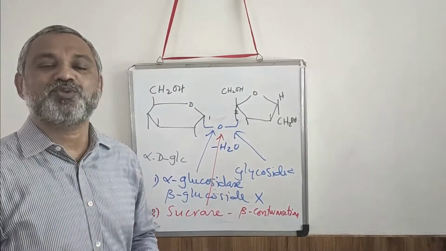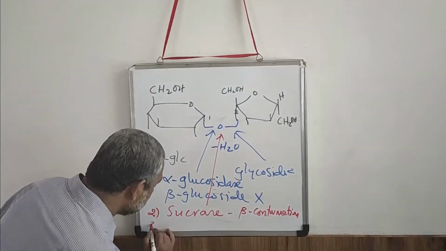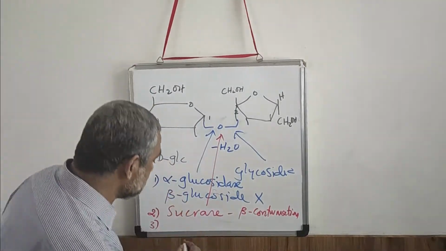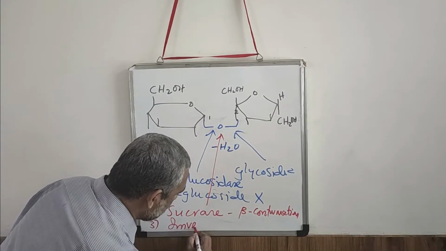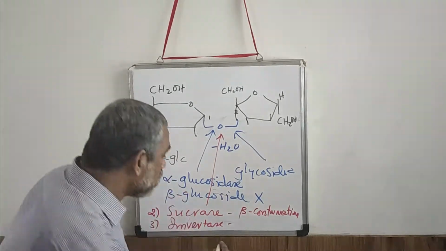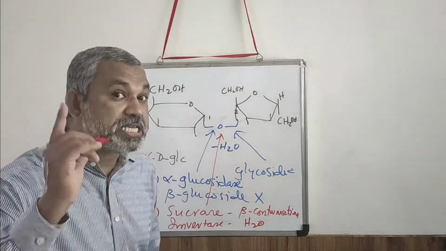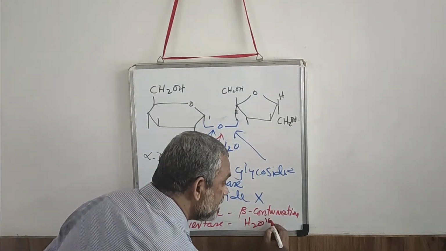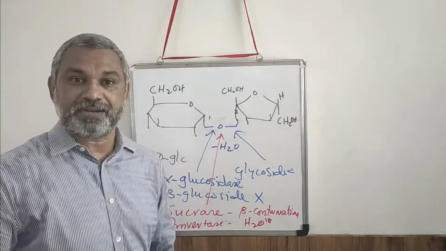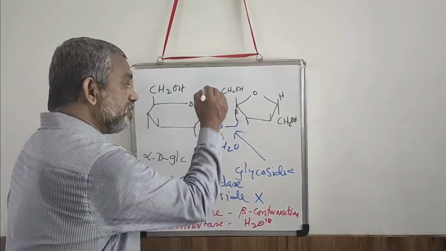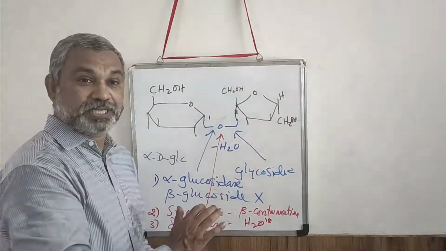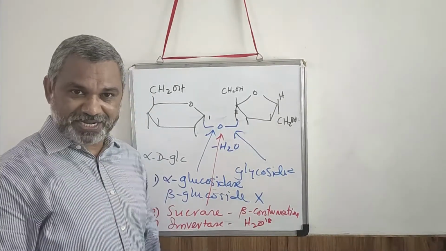The third experiment, carried out in 1954, was that they treated it with an enzyme known as invertase. Invertase again tried to cut this, and they also added a water molecule with the heavy isotope of oxygen, O18, and wanted to know where it gets incorporated. So they proved that the two units of sucrose are glucose and fructose, and that fructose exists in the beta conformation.